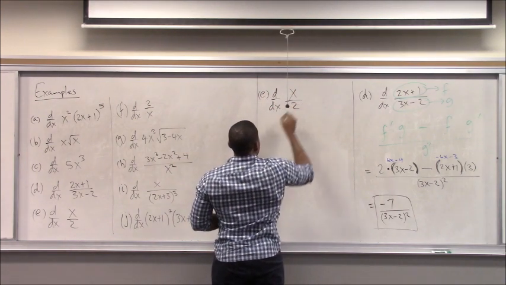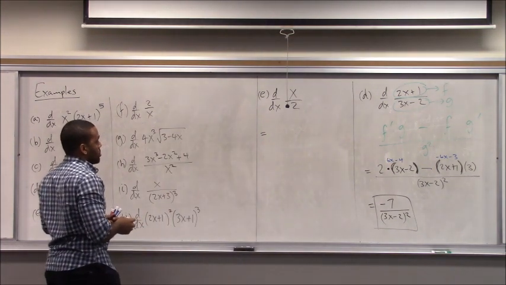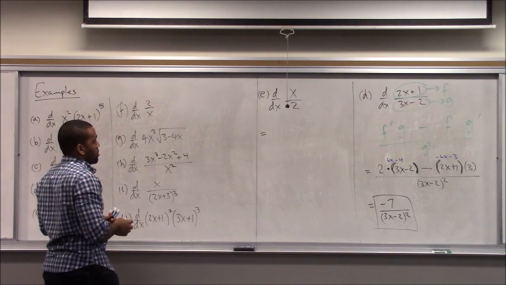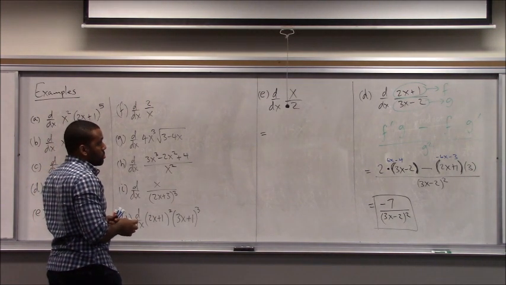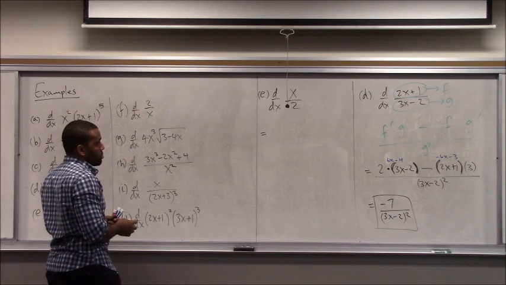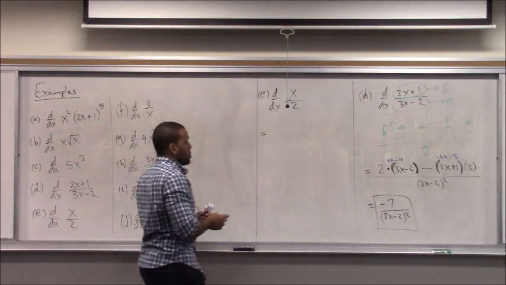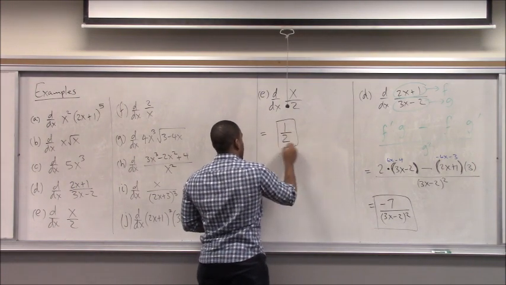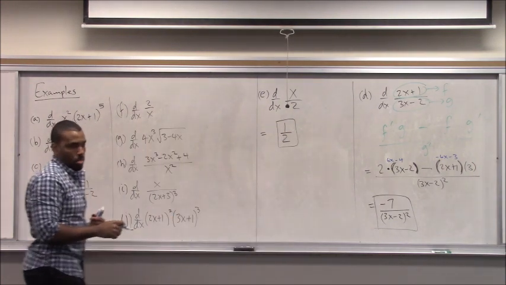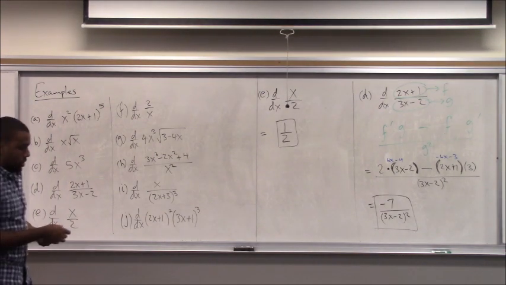How do you differentiate this one? So you would do the f prime, write it into. I can tell you right away, the answer is 1/2. If you're thinking the quotient rule, you shouldn't be thinking the quotient rule. Why? Because the denominator is a constant.